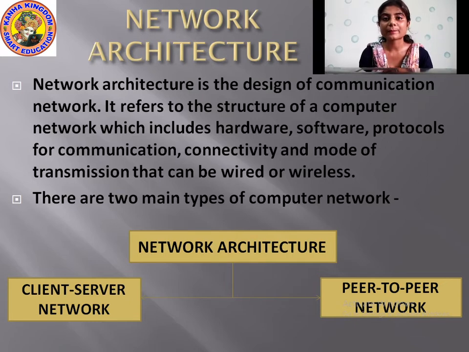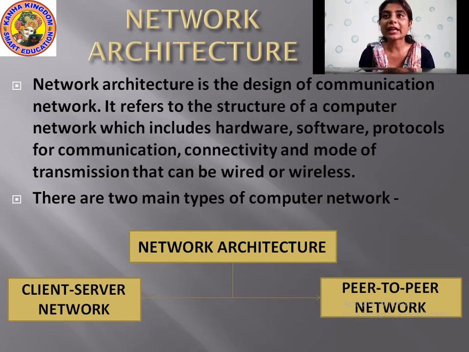How can you communicate with each other? Okay, it refers to the structure of a computer network, which includes hardware, software, protocols for communication, connectivity, and mode of transmission that can be wired or wireless. It refers to the structure of the computer network. What is the structure through which the network can be shared?